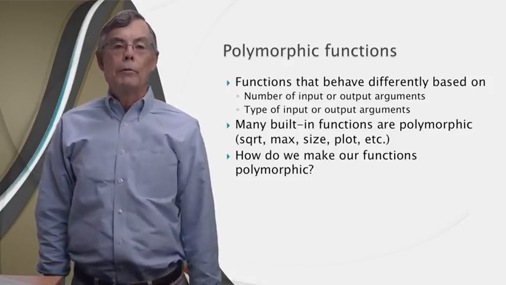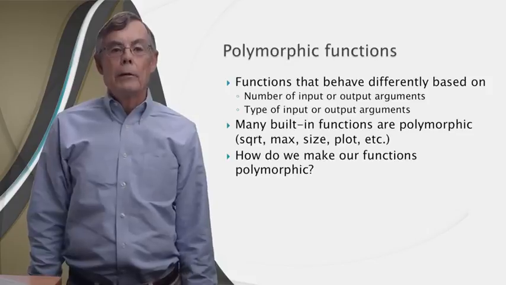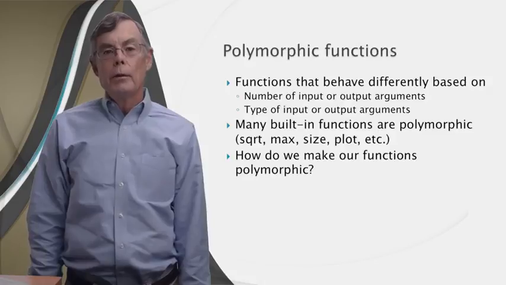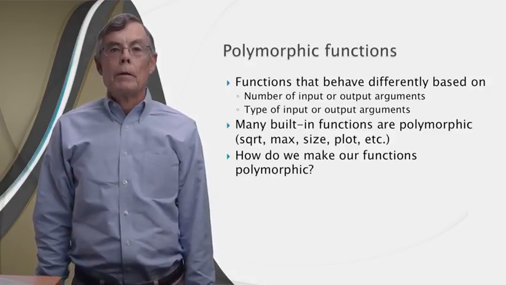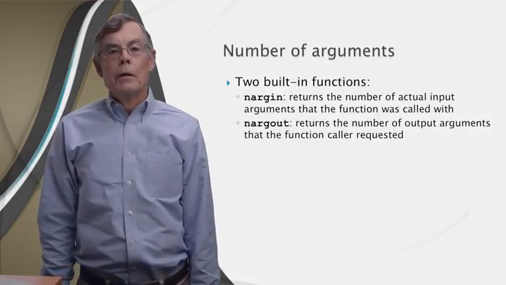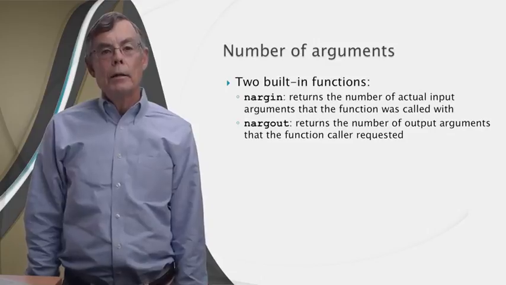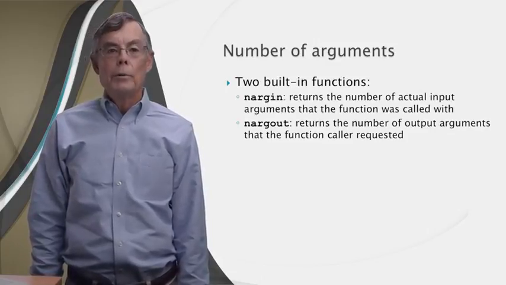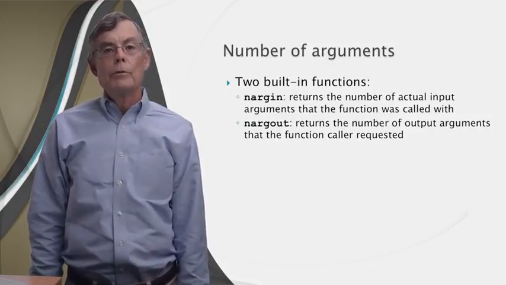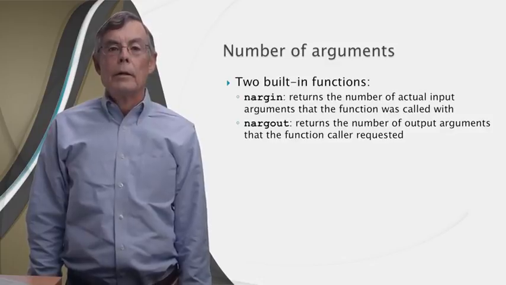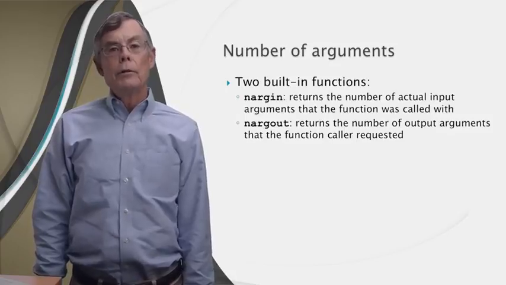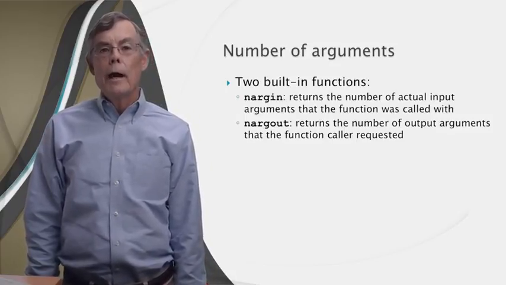Now, how do we make our functions polymorphic? Well, it's actually quite simple, really. The reason we waited until now to show you is that we really couldn't do it right without if statements. Now we'll combine if statements with a couple of built-in functions that we haven't mentioned yet. The first one's nargin, which means number of arguments in. It gives the number of actual input arguments that the caller passed in. The other one's nargout, which returns the number of actual output arguments that the caller requested. These two functions can be called from inside our functions to make our functions polymorphic.